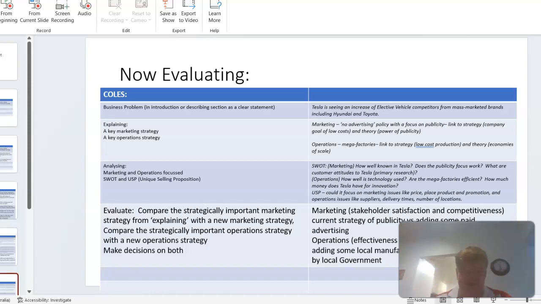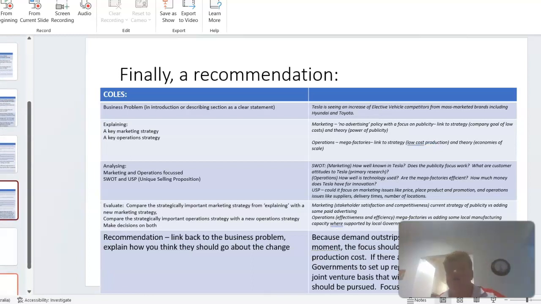That's the very last thing we're going to look at here. Okay, now we want to link this recommendation. We've looked at these two strategies. How can we link this recommendation back to the business problem? Okay, and how they should go about the change, right? This is the actual recommendation. It's got to have some substance in what we're doing.